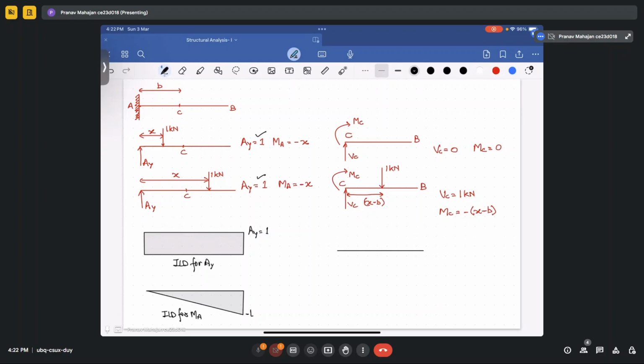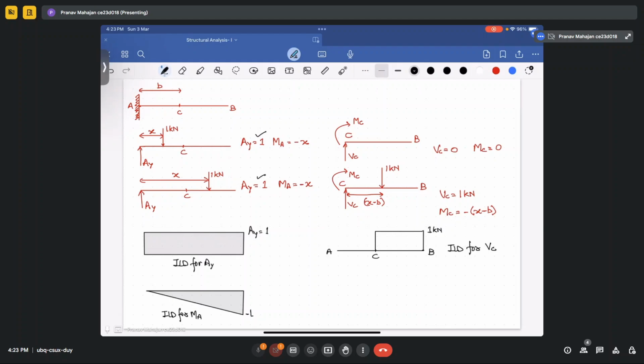Now I want to draw the ILD for VC. So this is your A, this is your C, this is your B. Between A and C, VC is 0. After that, it is 1. So the ILD will be like this. So this is your ILD for VC.